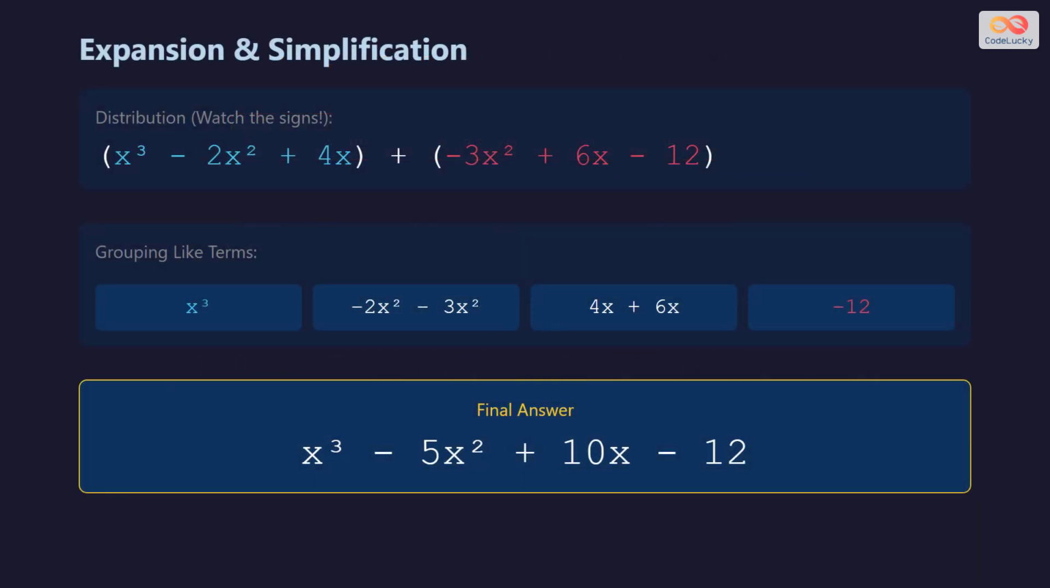As we distribute, that negative 3 changes the signs of the terms it multiplies. Negative 3 times x squared is negative 3x squared. Negative 3 times negative 2x becomes positive 6x. Be very careful here. Finally, we group our like terms again to find the final simplified polynomial.